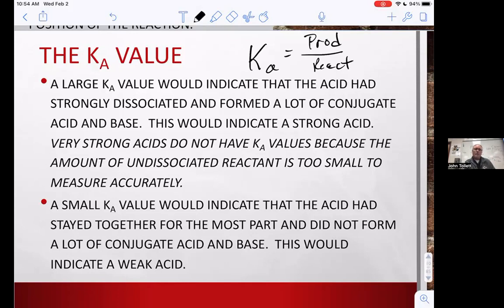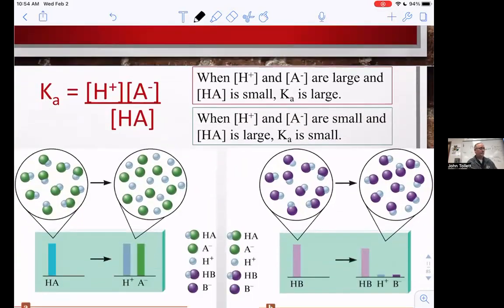A small Ka, meaning one that's less than 1, means that it's going to favor the reactants, just like we had before. If it does favor the reactants and not the products, it means it doesn't dissociate very much. If that's true, we call those weak acids. If they dissociate a great deal, we call those strong acids. And in order to know which one's which without a Ka value, you'll have to memorize them. And so we'll have you guys memorize some of this stuff.